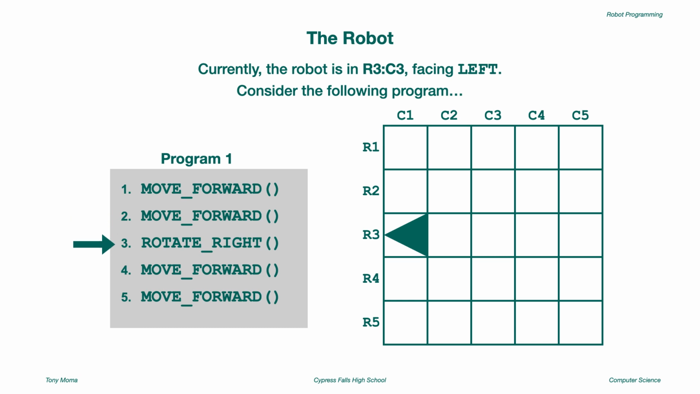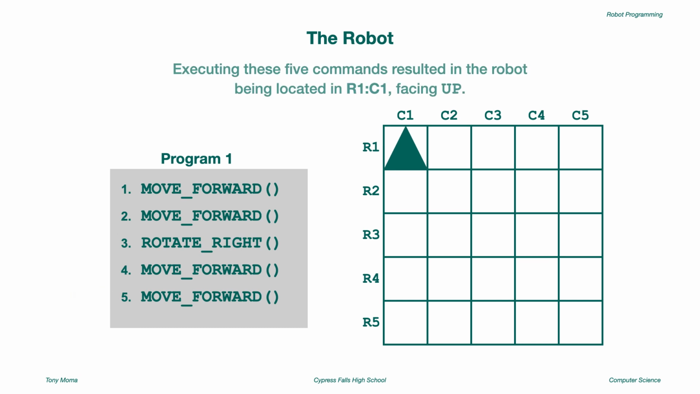Line 3 says rotate right, so we rotate right. Line 4 says move forward, so we move forward. And line 5 says move forward, so we move forward once again. Executing these 5 commands resulted in the robot being located in row 1, column 1, facing up.